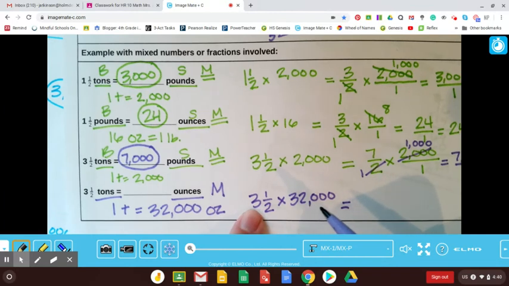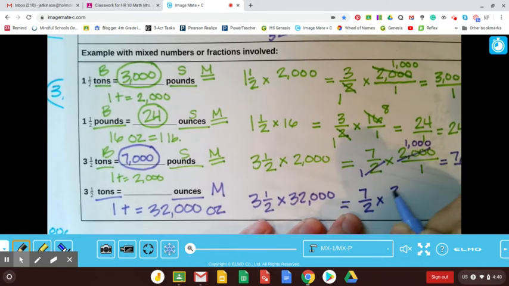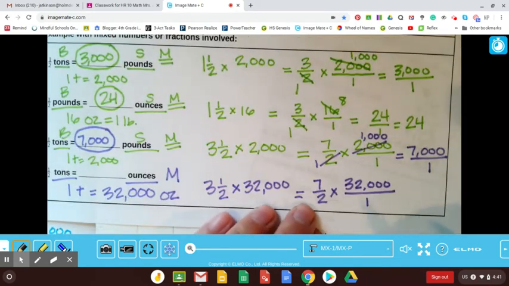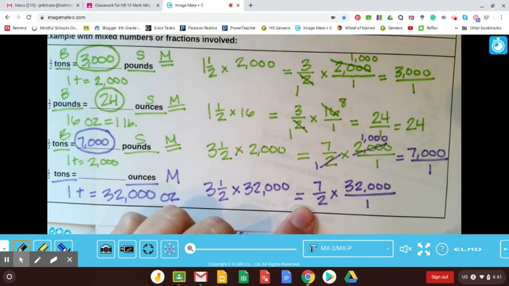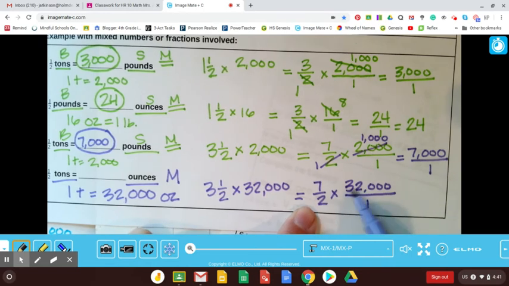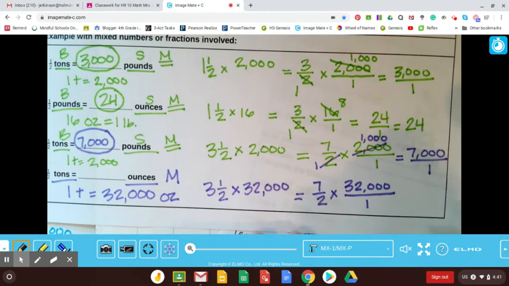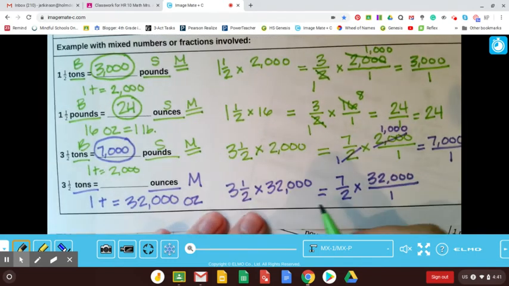Let's change this mixed number into an improper fraction. 2 times 3 is 6, plus 1 is 7, so we have 7 halves times 32,000 over 1, right? Now, don't be intimidated just because this is a big number. We can do this. Can we cross cancel here? Is there anything that we could divide? Is 32,000 divisible by 2 is really what we need to know. The answer is yes. And if you're not sure, you could always forget about the zeros and just do a little problem over here.